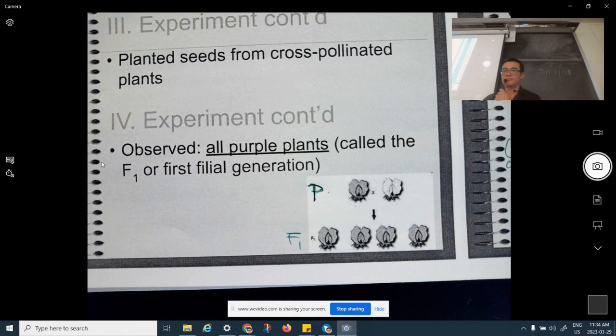Yes. When you say cross-pollinate, does it have to be between two individuals? Two individuals, but can they be of the same species? They have to be the same species. We're not talking about cross species.